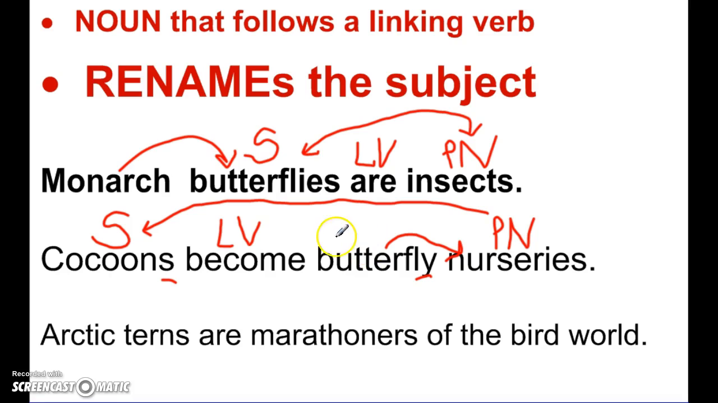Now we had talked in the last slide about adjectives that follow a linking verb. And we can see this cannot be a predicate adjective because if it was, it would go back and describe the cocoons, and it does not do that. It describes the nurseries. The last one. Arctic terns are marathoners of the bird world. Look for a prepositional phrase. I see of. Of what? Of the bird world.